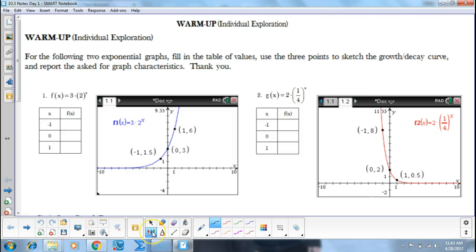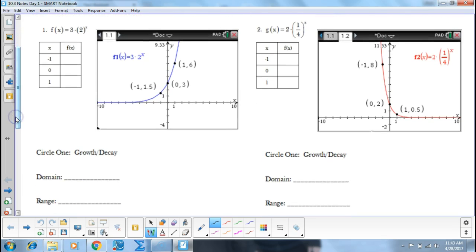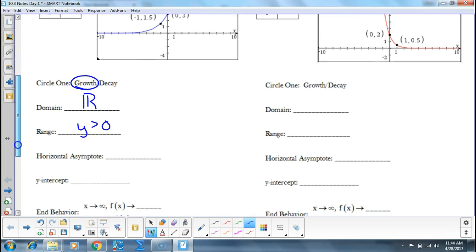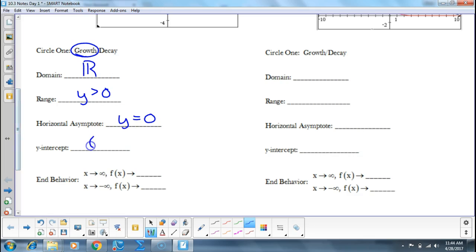Alright, so there is our exponential warm-up problems. The first one here is a growth, because it's growing. The domain of that is all real numbers. The range is y is greater than 0. The horizontal asymptote is y is equal to 0. The y-intercept is (0, 3).